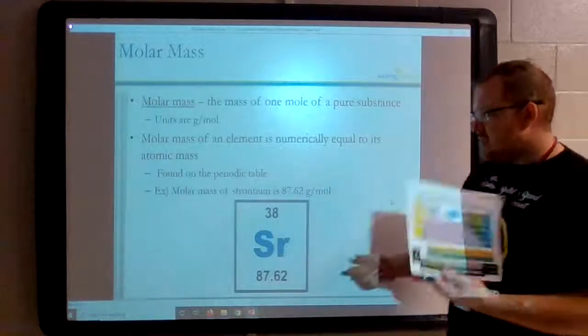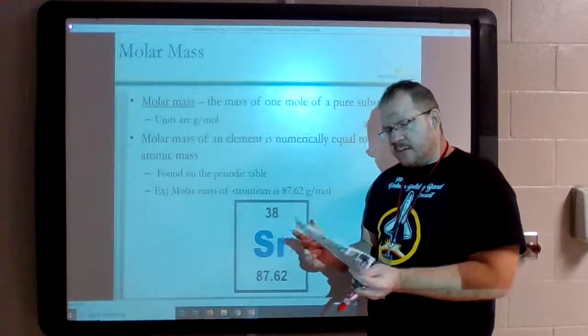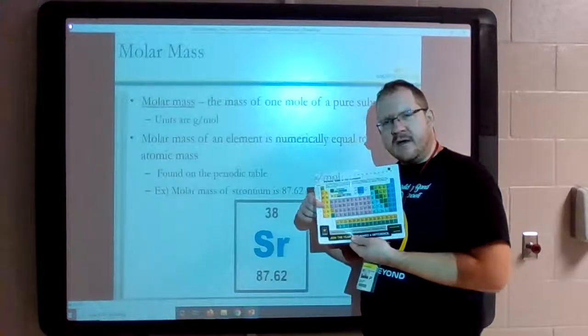So here's their example. Strontium on the periodic table, Sr, which is over here to the left in my alkaline earth metals.